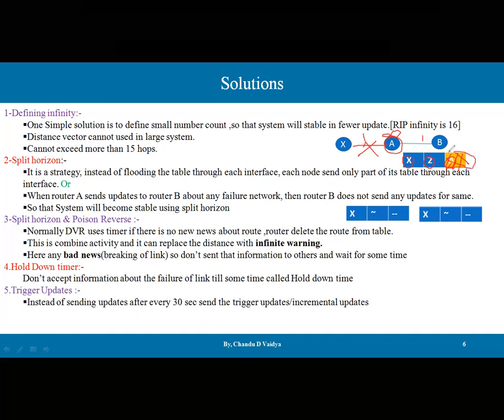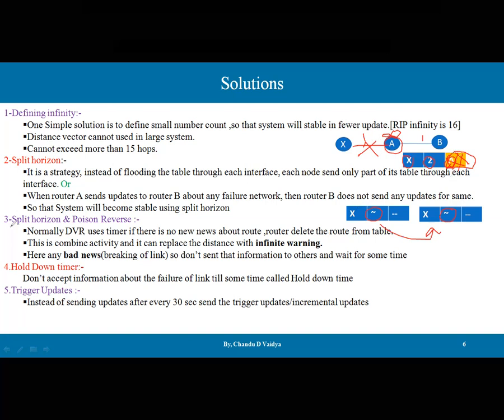So that A can know that there is no path from B to reach X, and it will maintain infinity again. Again, it will share with B, and B can also maintain infinity, so that situation is going to be stopped. This is split horizon, where instead of sending all the packets, only whatever changes have happened need to be sent. So this is the example, guys.